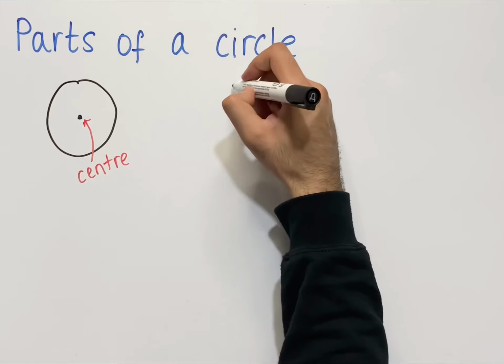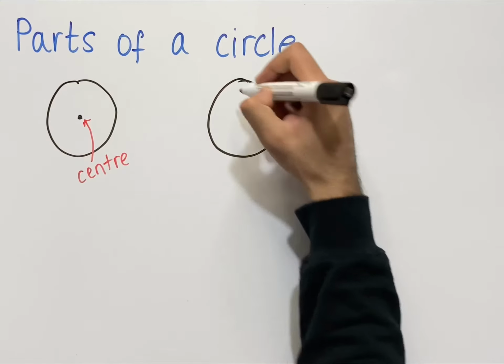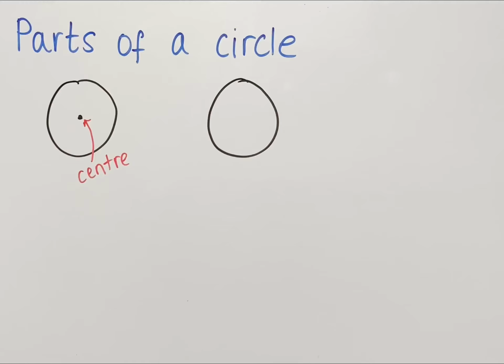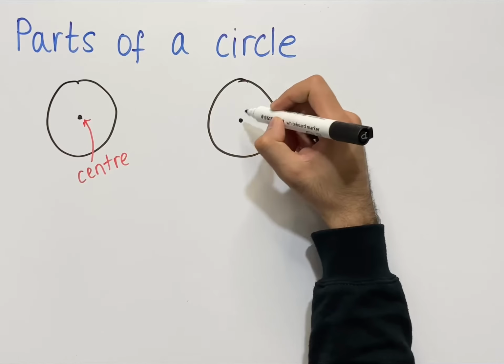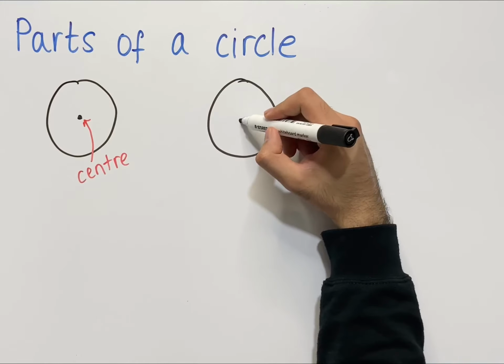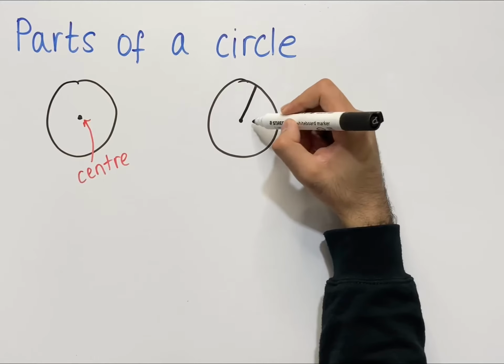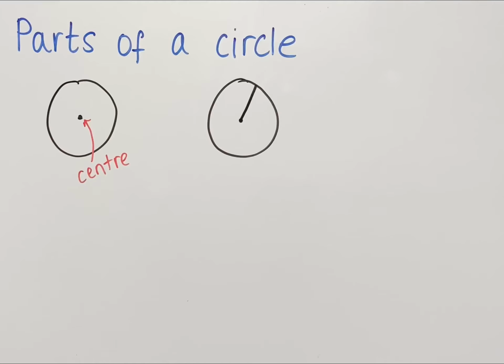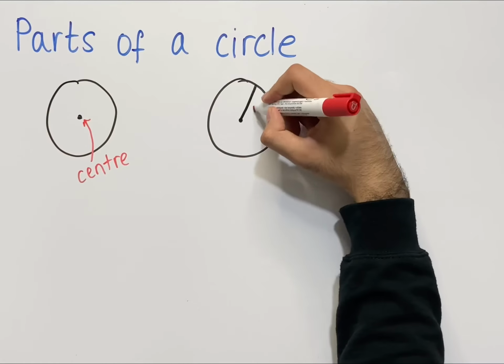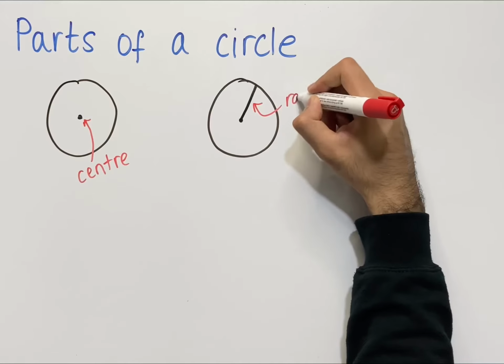So we've got another circle. Now, something called the radius is the distance between the center and any point on the circle. So if we draw the center in and we draw a line from the center to any point on the circle, so not just this point, it could be anywhere on the circle, then that line is called the radius.